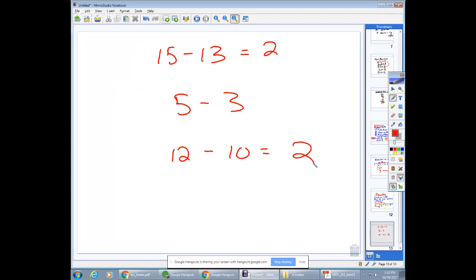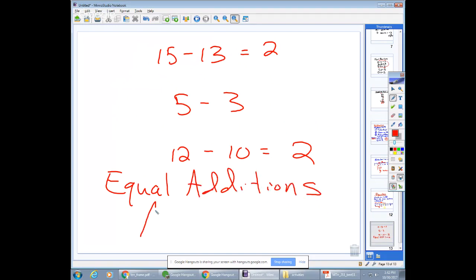This is where the equal additions algorithm comes from. As long as you add the same number to both the top number and the bottom number, the first number and the second number, they're still going to have exactly the same difference. And there's a couple of different ways to apply the equal additions algorithm. So I'll go over both of those ways here.